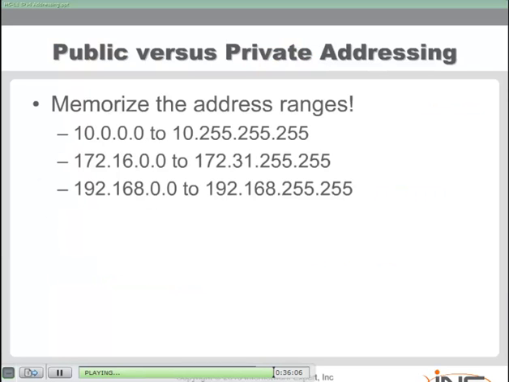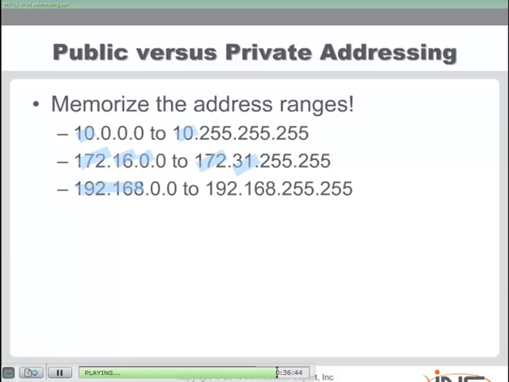As a CCDA, you should definitely have these addresses memorized. We know the class A space is the 10.x space. There are a series of class B networks reserved from 172.16.0 to 172.31. There's a bunch of class B networks they reserved, and then they reserve the entire class C space that begins 192.168.